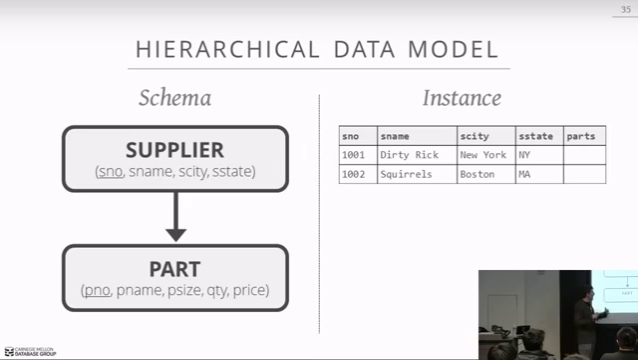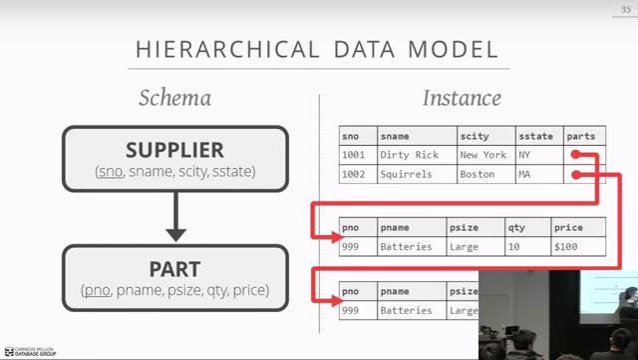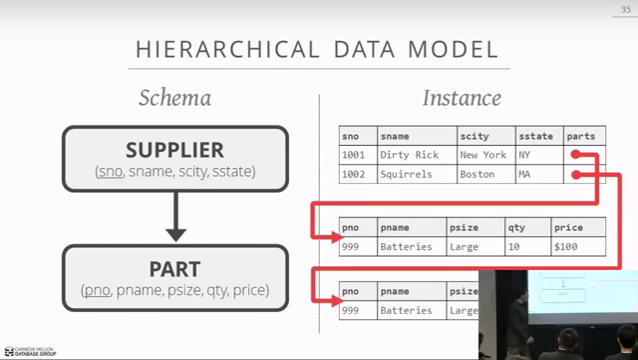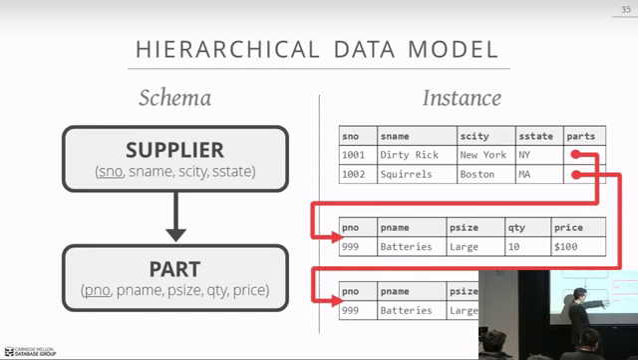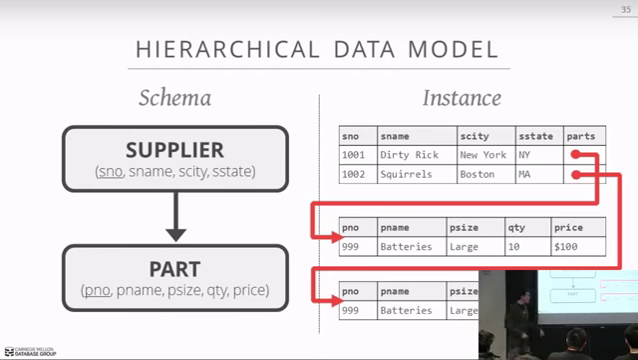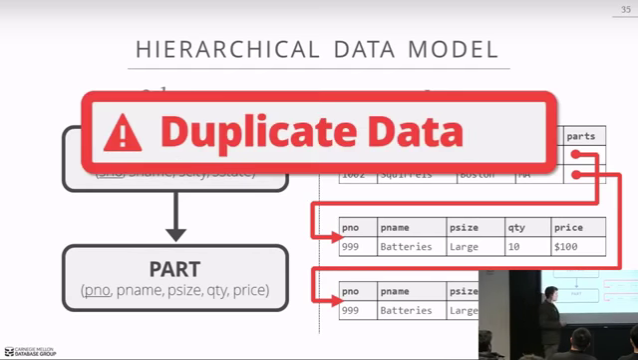The way you would instantiate a database in a hierarchical data model based on this schema is that you would have the first collection here with all the supplier information. But then for each of them, they're going to have another data structure for all the products or parts that they sell, right? So if you want to run a query, say, find me all the suppliers that sell batteries, you would have to write a bunch of for loops to traverse the suppliers, and for each one, look at all their parts one by one.